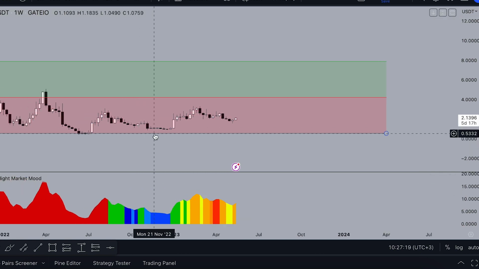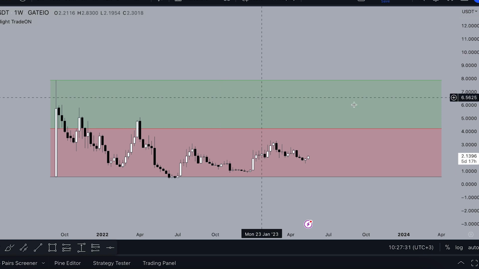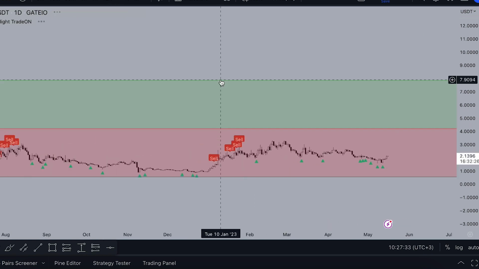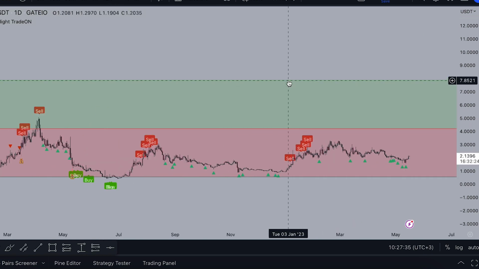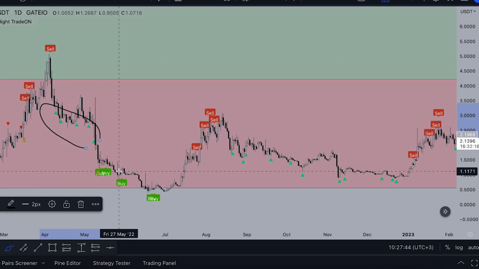It was a good entry point around 80 cents. Last one in here is trade on. Unfortunately, on a weekly time frame, not enough data for analysis, and the daily time frame is more for swing trades. Once again, here's a last signal to sell. Recommendation: close position, take profit.